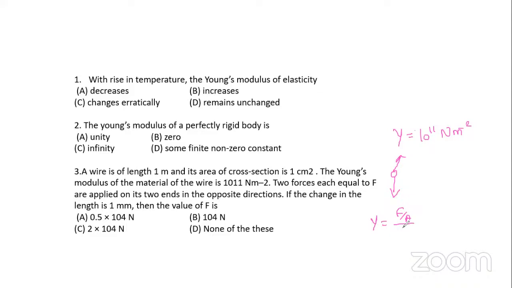So longitudinal strain is given by delta L, the change in length, by the original length. So the formula can be written as Y is equal to F into L upon delta L into A. But we require to calculate the force. So to calculate the force, F is equal to Y into A into delta L, divided by the original length, capital L.